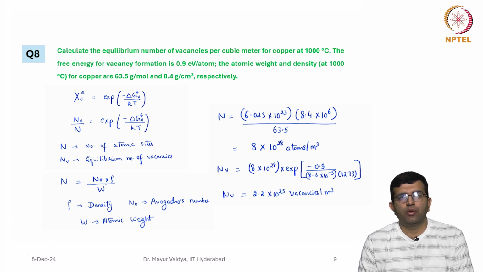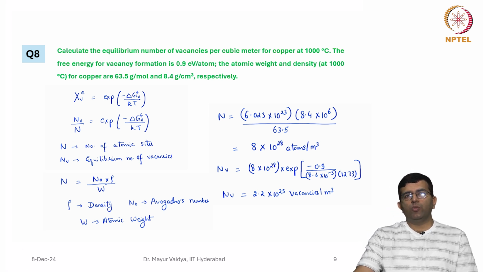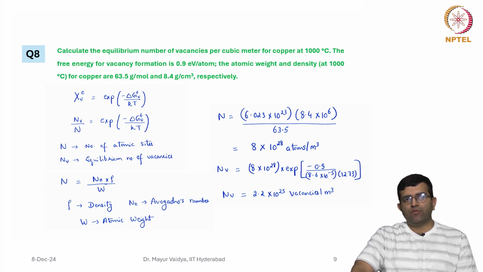Now here, remember, when we derived the relation, what we derived is the equilibrium vacancy fraction, which is X_V equilibrium equal to exponential of minus delta G_Vf by kT. Again, please remember, depending on what units you are using for G, you have either R or k here. Since it's eV per atom, we stick to k here. Now, this is the fraction.